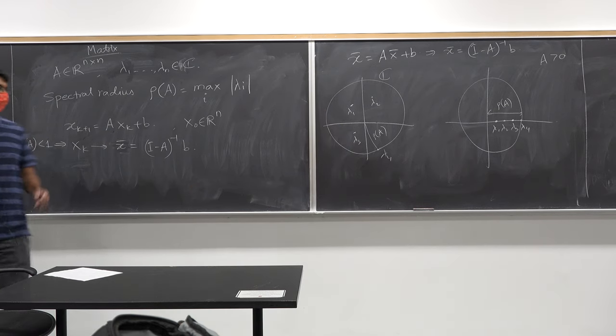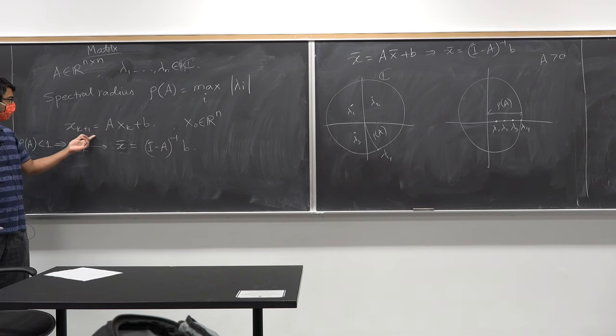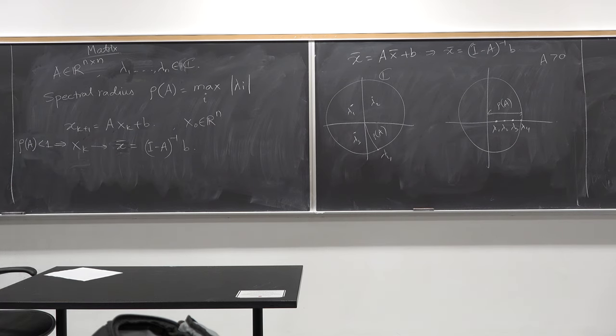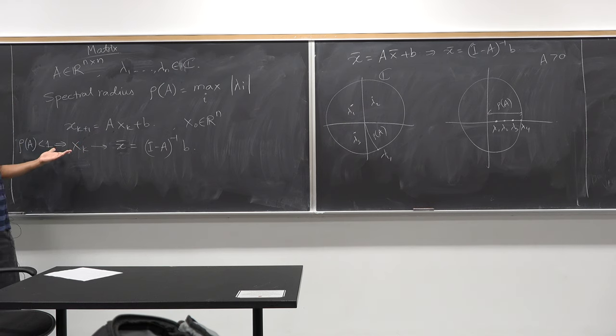The reason why we talk about spectral radius is exactly this result: if you iterate x k plus 1 equals A x k plus b, then this iteration converges to a fixed point x bar. That's one of the benefits of studying spectral radius. Now, you might think this result seems quite obvious. But why is it useful?